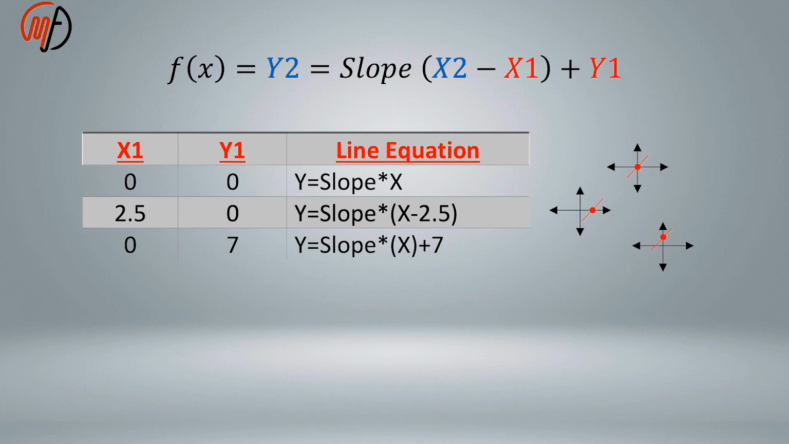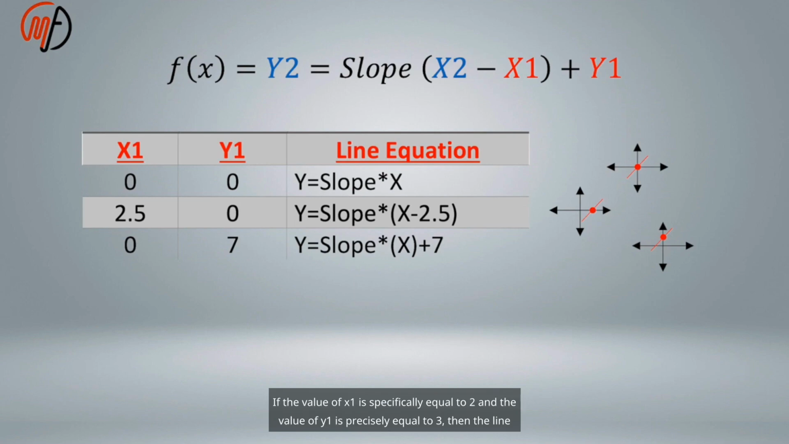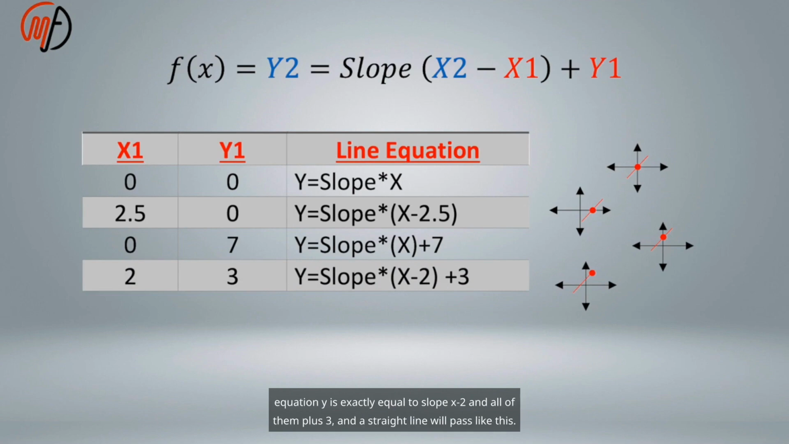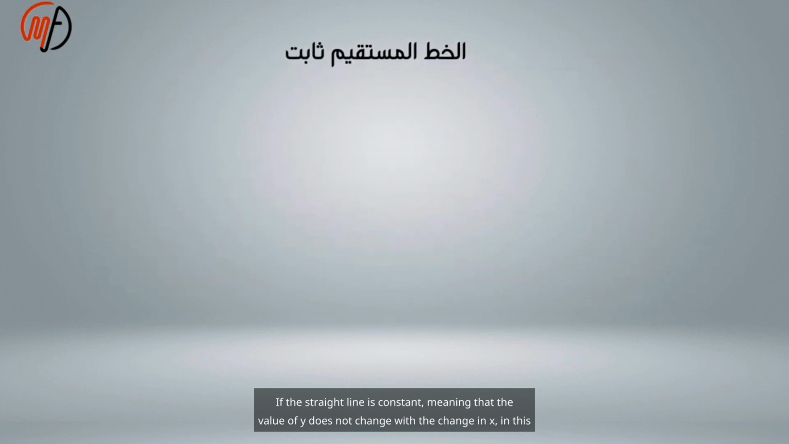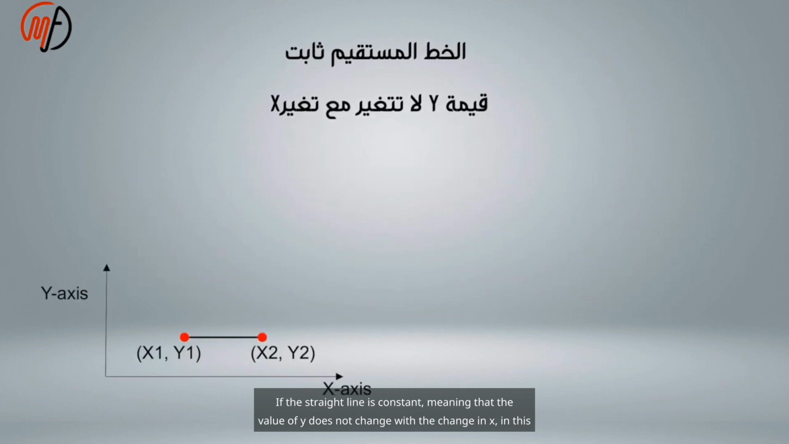If the value of x1 is 2 and the value of y1 is 3, then the line equation is y equals slope times (x minus 2) plus 3, and a straight line will pass like this. If the straight line is constant, meaning that the value of y does not change with the change in x, then the slope will equal 0.